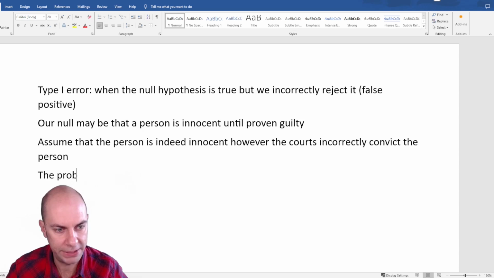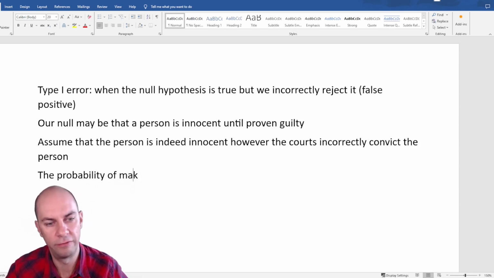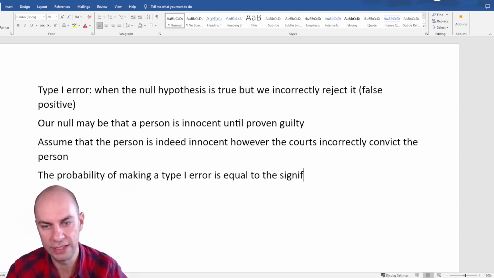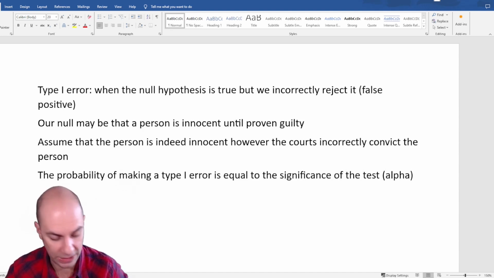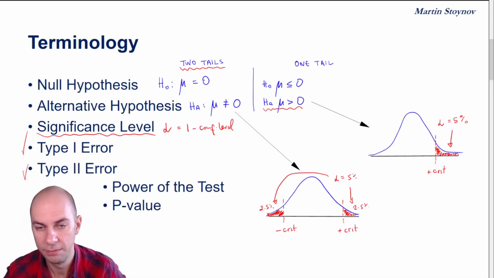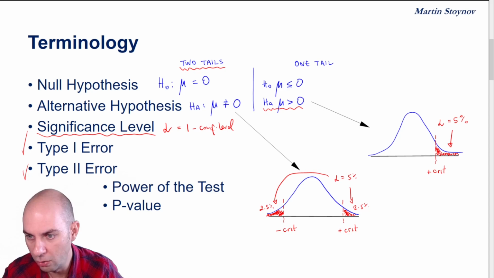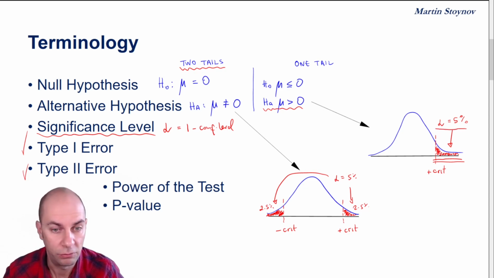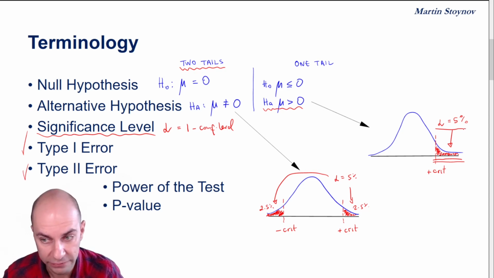The probability of making a type 1 error is equal to the significance of the test, i.e. the alpha. Now, we can easily see that by observing that we can only reject the null if we are somewhere in the rejection tail, right? And what was the probability of the rejection tail? Well, that was 5%. That was our alpha or significance of the test. Okay, then we've got a type 2 error.